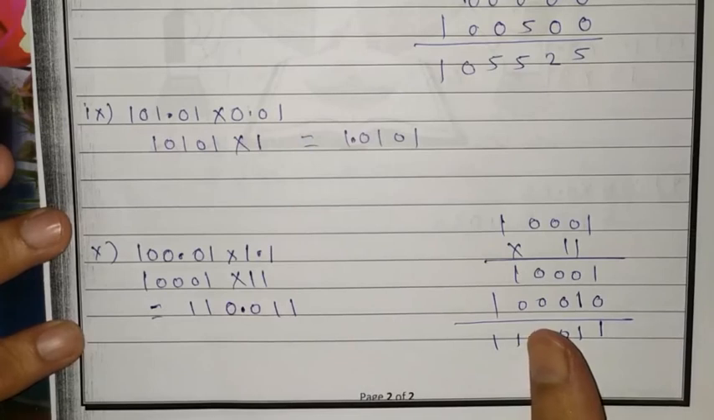So I hope friends you understood this. This concept is very simple. First you do the multiplication without the decimal point, and then you think about where the decimal point should be present.